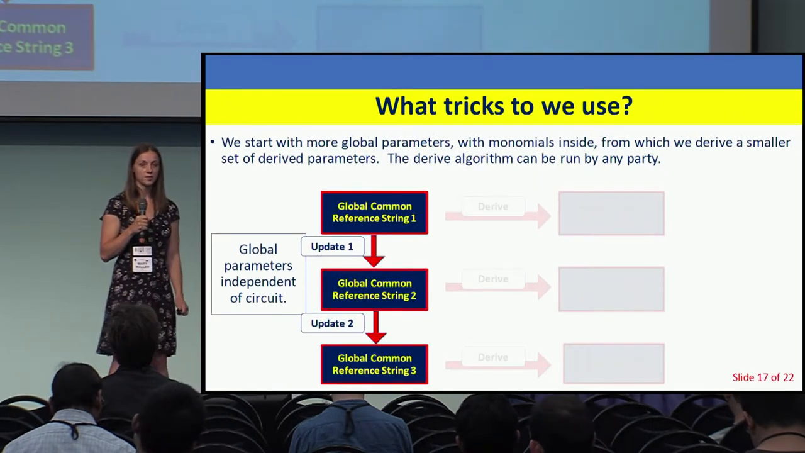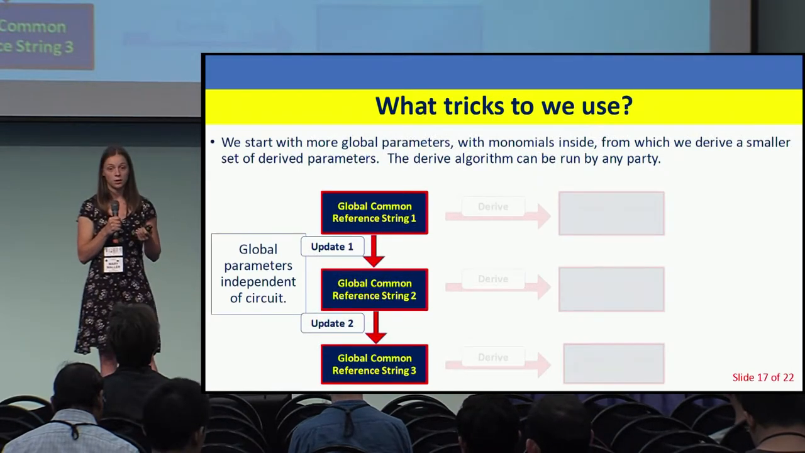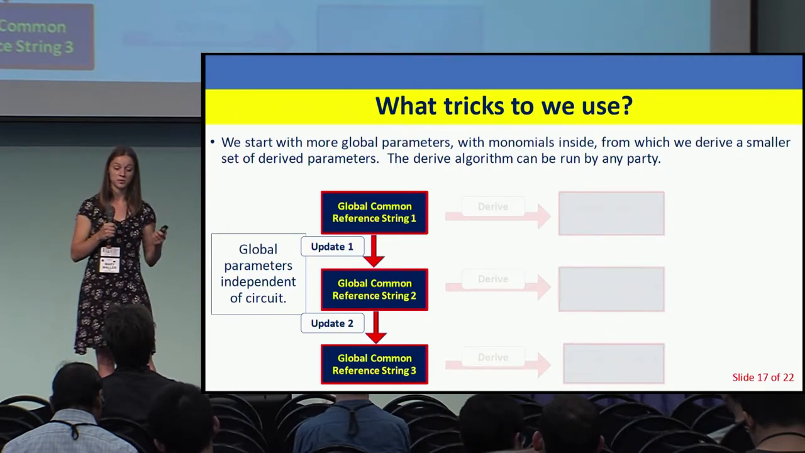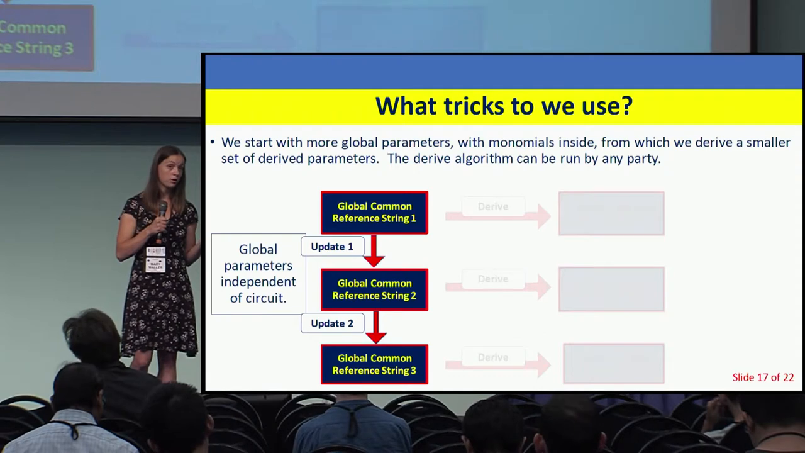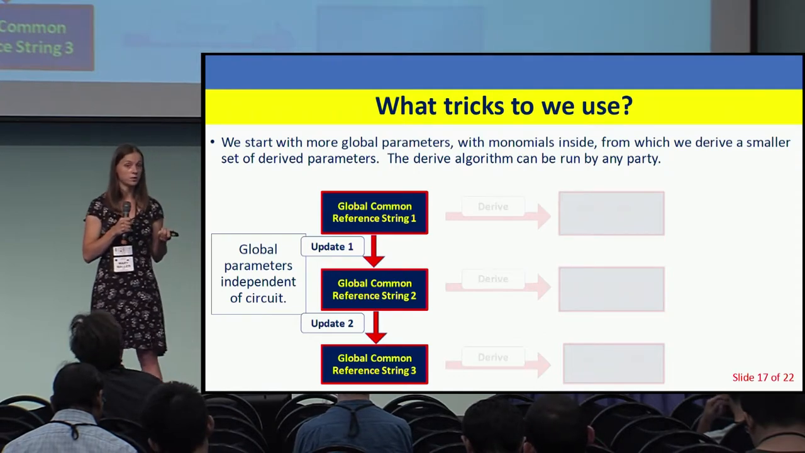So roughly, how do we do this? We start with a global common reference string that contains just monomials. It's completely independent of the circuit, and it is not used by either the prover or the verifier. It is only used for updating.